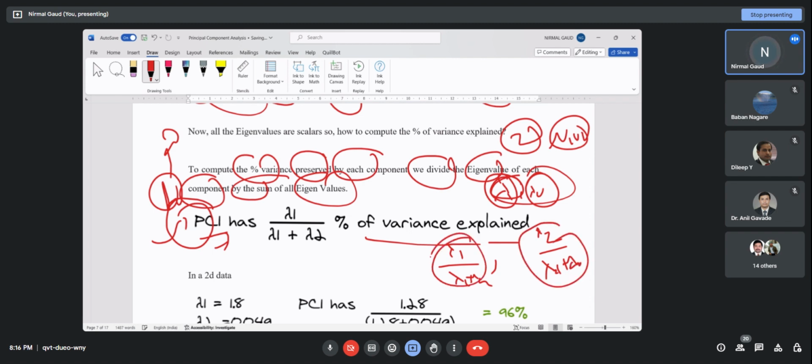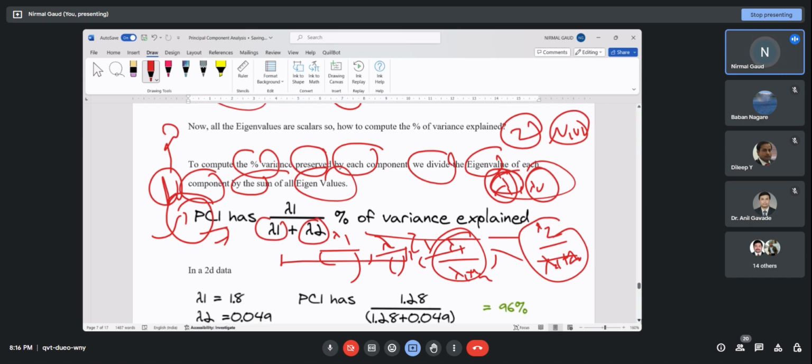ये आ जाएगा, रेशियो लेना है आपको. सो टोटल नंबर ऑफ ऑल, जैसे अभी आपके पास 10 डायमेंशंस हैं, सो you are going to take lambda 1 plus lambda 2 plus lambda 3 up to lambda 10. ओके, और हर एक का निकालो आप. लैम्डा 1 अपॉन द सेम, लैम्डा 2 अपॉन सेम, लैम्डा 3 अपॉन सेम, ये पूरा निकालिए आप और देखिए किसका कितना परसेंटेज आ रहा है.